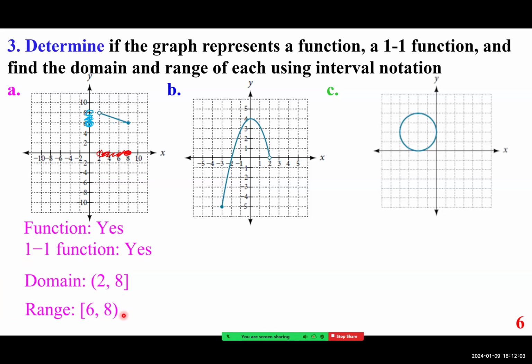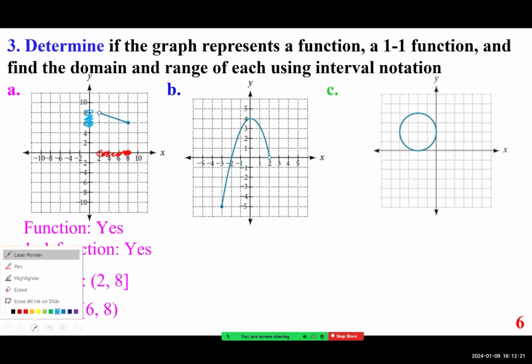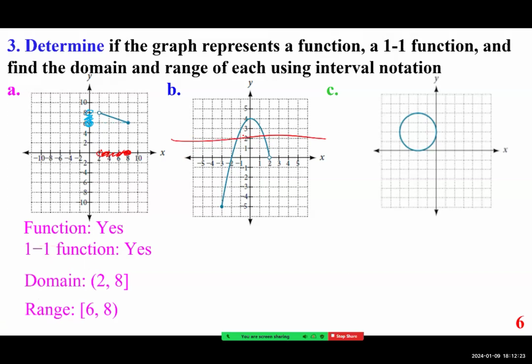Let's look at this function. Can it pass a vertical line test? Yes. Is it a function? Yes. Can it pass a horizontal line test? No. Right here, if you pick any horizontal line, this one and this one have the same y-value. Let's just draw something. If I draw any horizontal line, you see that there are two points, and therefore it can't be a one-to-one function. So yes, it's a function. No, it's not a one-to-one function.